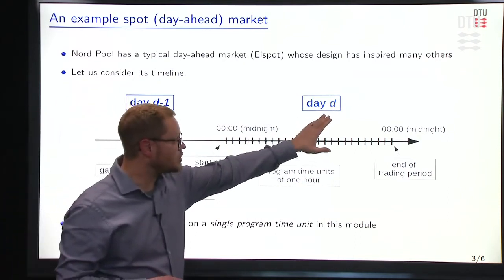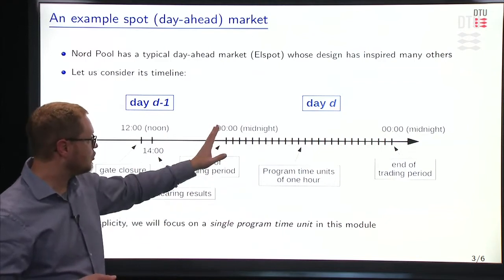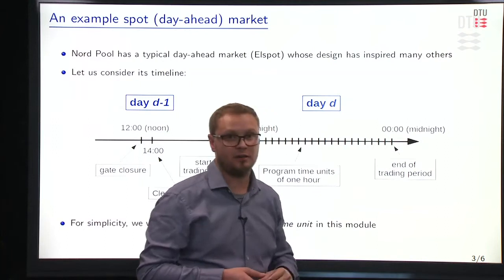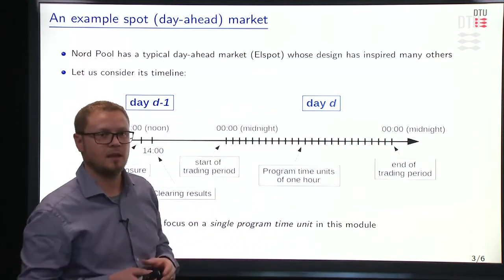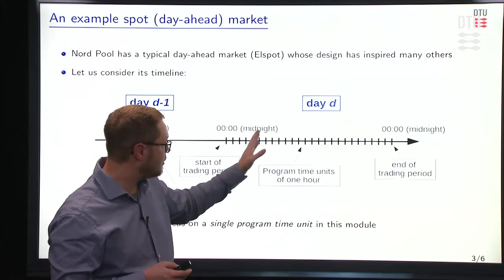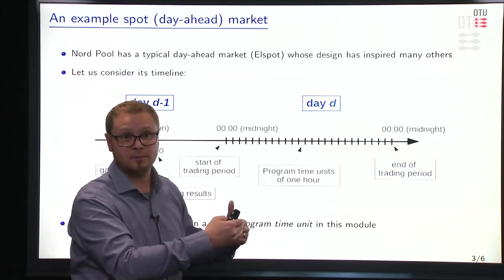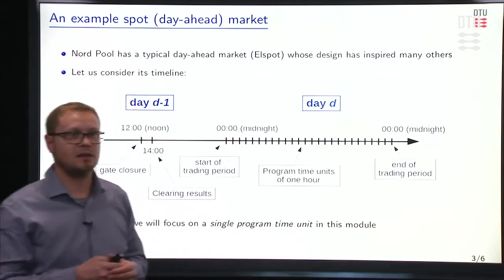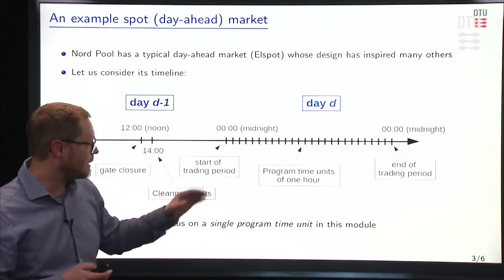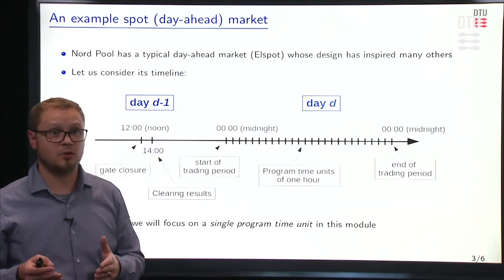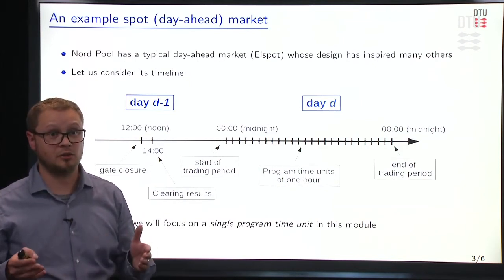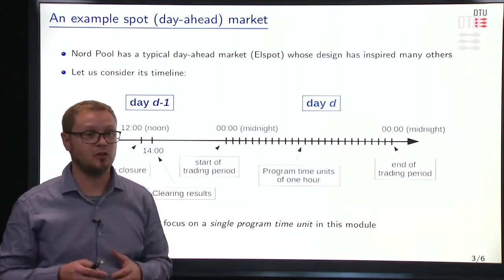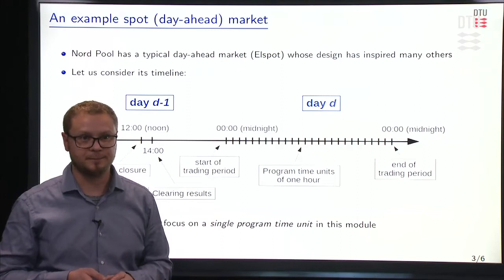The day in question is structured as follows. You have the start of the trading period at midnight, the end of the trading period at midnight, so it covers the whole day. There we have obviously different program time units to consider. It's not just one block of energy for the whole day. And for us in Scandinavia, the program time units are of 1 hour. Maybe in some other countries they are in 30 minutes, like the UK, or 15 minutes, which may be the standard for Europe in the future. So the resolution may vary.